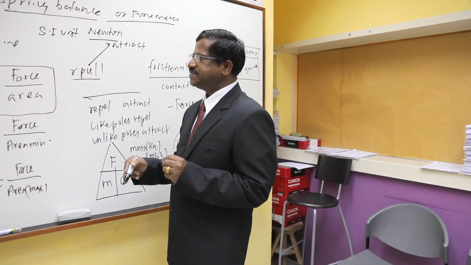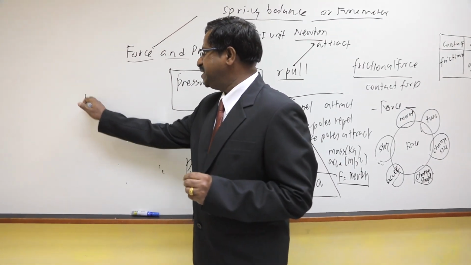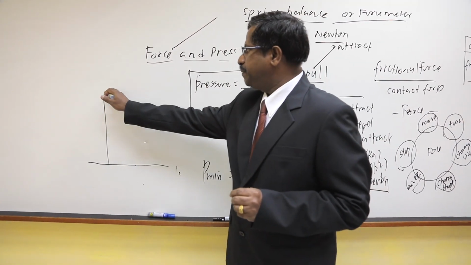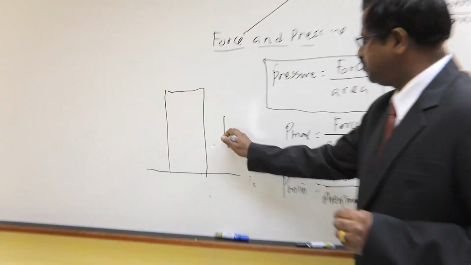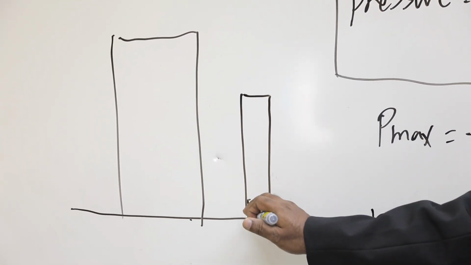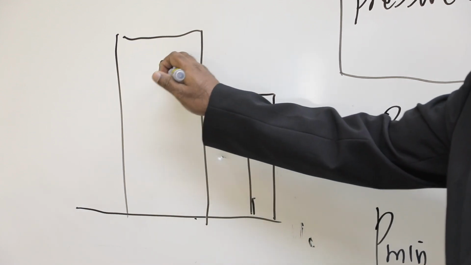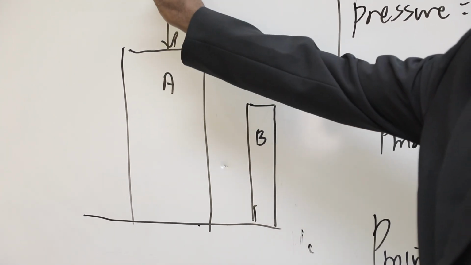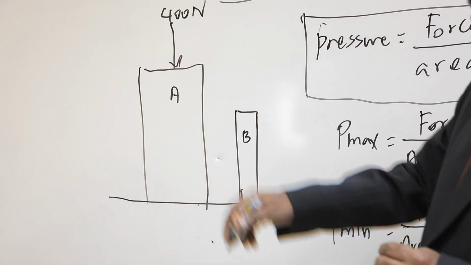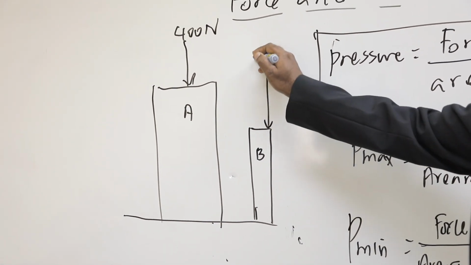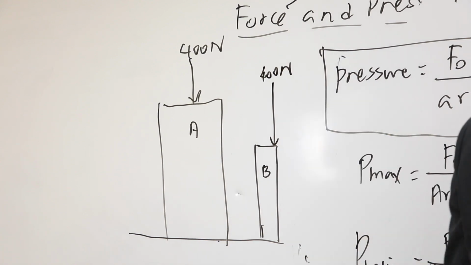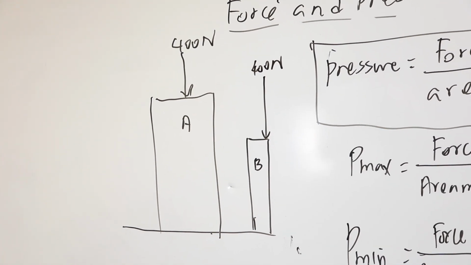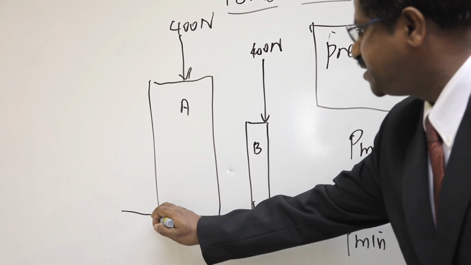I want to give you one example on this diagram. You may see a floor. I put a big box and at the same time a small box. You might see box A and box B. To box A I am applying 400 Newton force. The same force I am applying to box B. Even though I am applying the same amount of force, what about the base area?